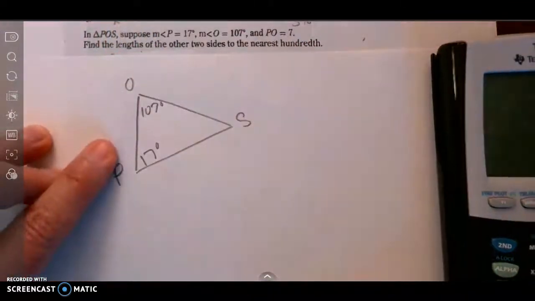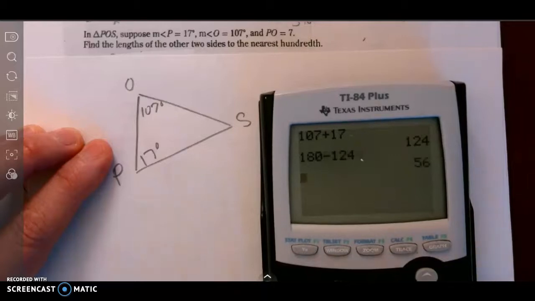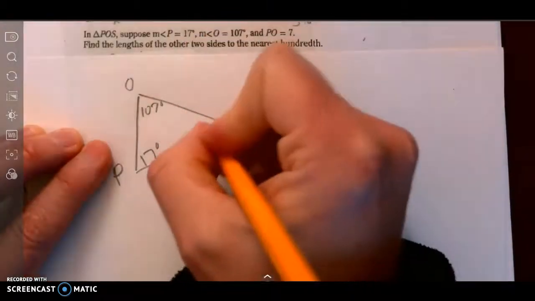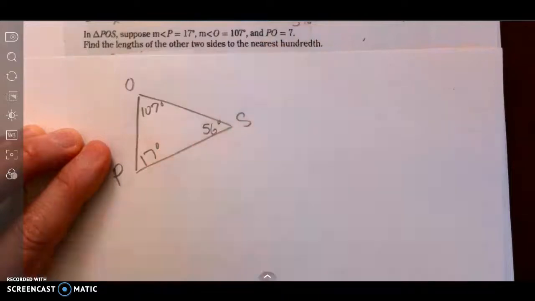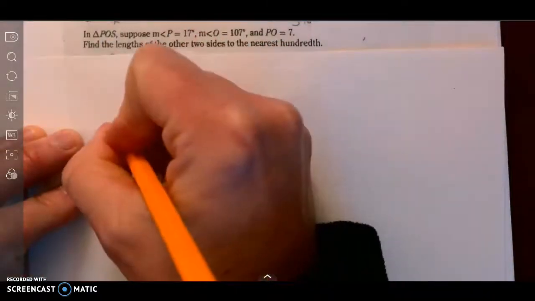Now, if I know two of the angles, I automatically know the third, because 107 plus 17, and remember, triangles add up to 180. So this last angle, angle S, is 56 degrees. And then side PO is 7.